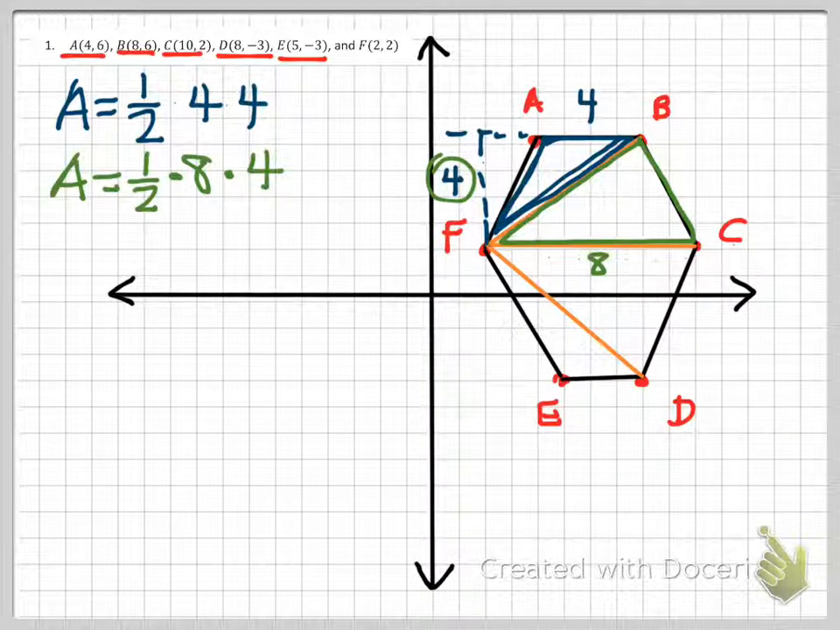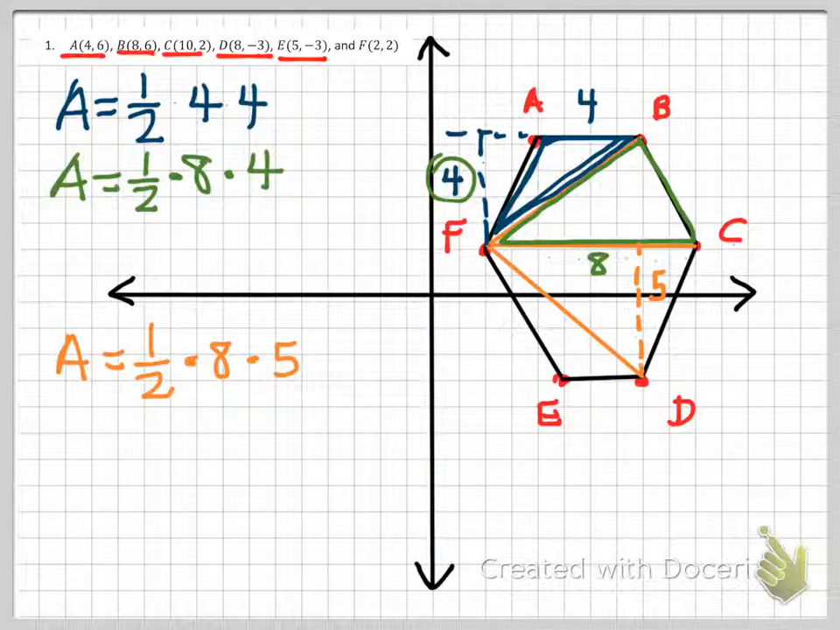And let's see, let's call this one the orange triangle since it's already outlined in orange. So this orange triangle has a base of 8, and then all I need is the height. So if I calculate this height right here and count it, 1, 2, 3, 4, 5, that's a height of 5. So this triangle is going to have a height of 5. The orange triangle's area is equal to 1/2 times the base 8 times the height 5. There's the orange.